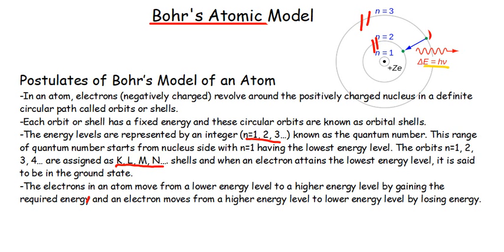The electrons in an atom move from a lower energy level to a higher energy level by gaining the required energy. And of course, the opposite is true. If you have an electron in the first energy level, for it to go to a higher energy level, it has to gain energy, because the one closer to the nucleus has lower energy. For an electron to move from an outer energy level to an inner one, closer to the nucleus, it has to lose energy.